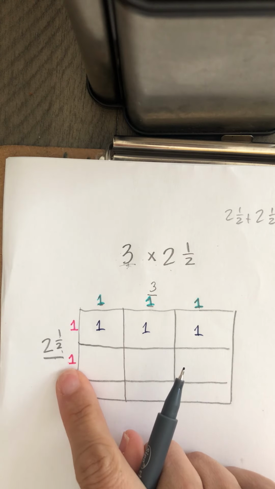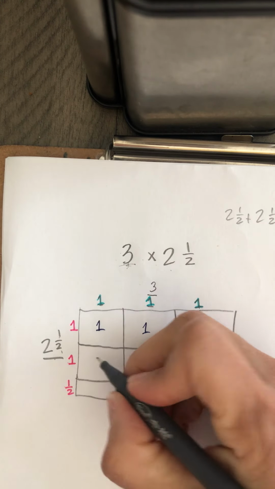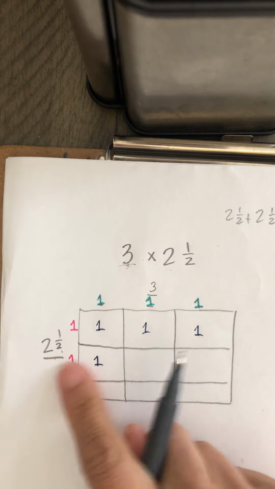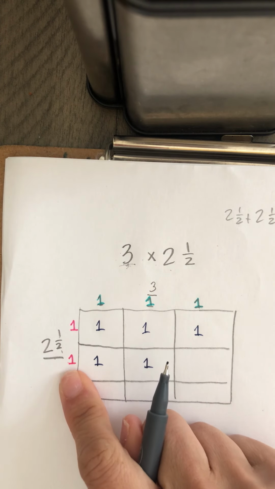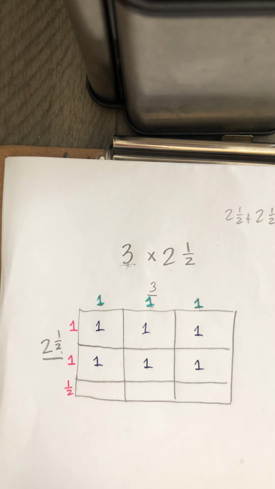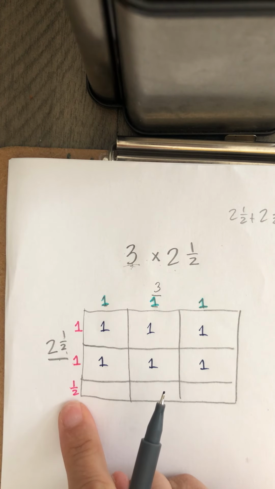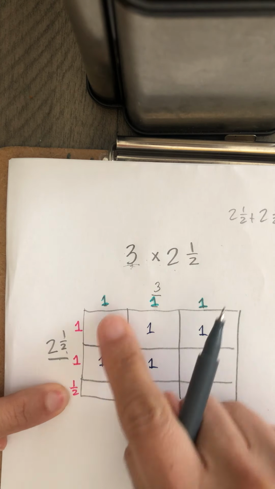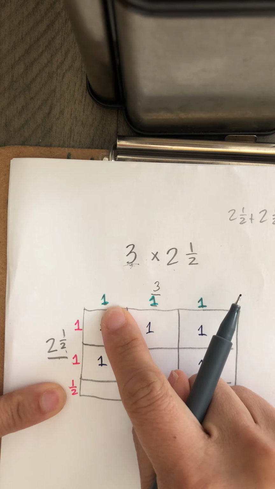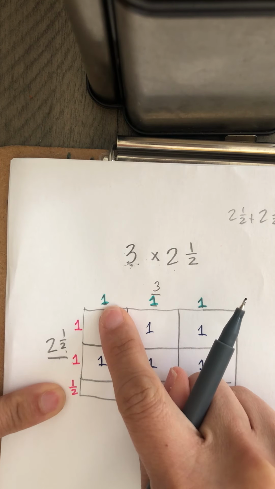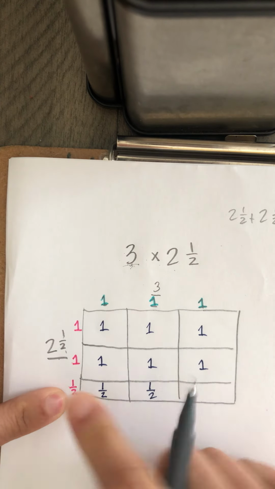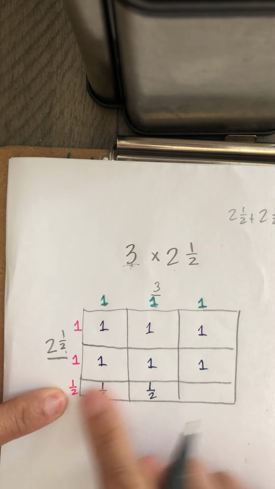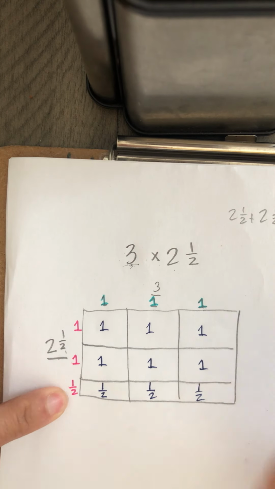You go down here. 1 times your 1 again is 1 again. 1 times 1 is 1. It seems very routine, like you're doing the same thing over and over again, but there's a reason for that. 1 times 1 is 1. Now you're here at your half. When you take a half and multiply it by 1, what's your answer? Well, any number multiplied by 1 is always that same number. So it's a half. 1/2 times 1 is a half, and 1/2 times 1 is another half.